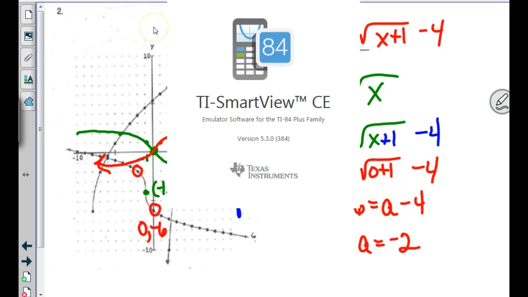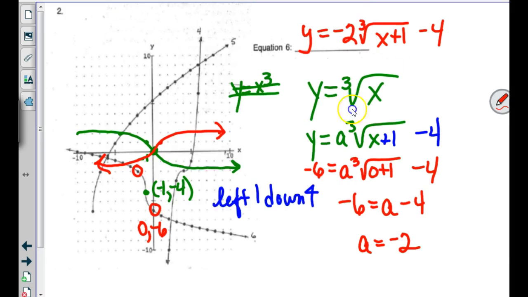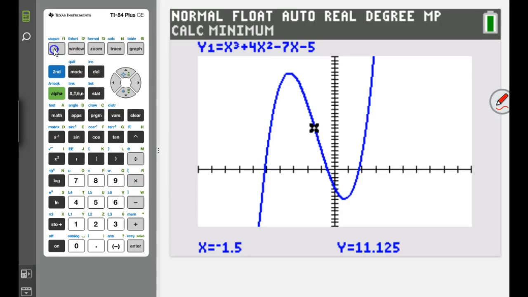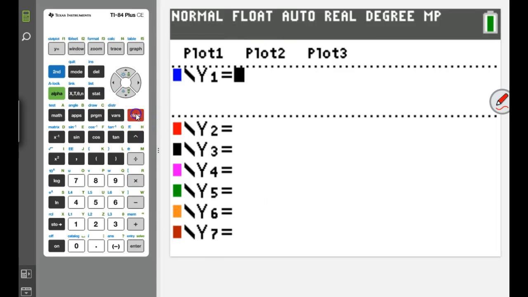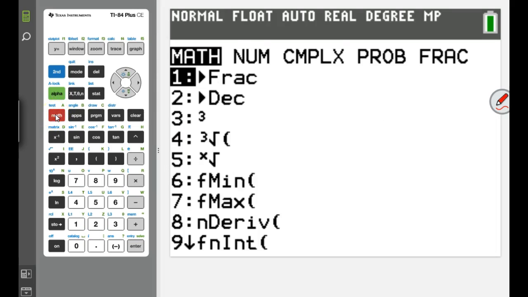Anybody know? Oh, it's not square root, Hofbauer. Well, it's opening. Let me throw the little 3 up there. Okay, go to y equals. How do I find, okay, -2, is that what we got? Then how do I find cube roots? It's in math, but it's the 4th one down.